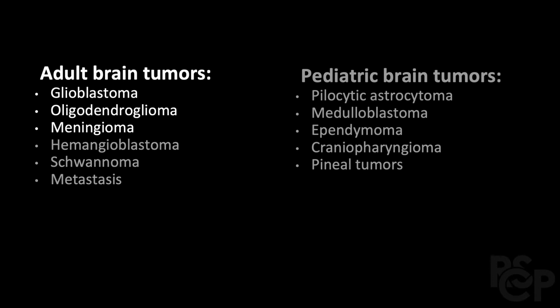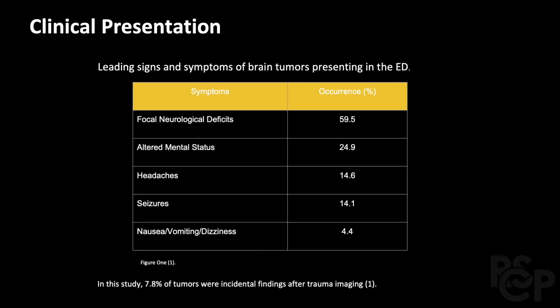And there will be a part 2 to this video that will discuss the last 3 brain tumors more commonly occurring in adults. So for this video, as previously mentioned, we will be talking about glioblastomas, oligodendrogliomas, and meningiomas, and how they present on imaging.